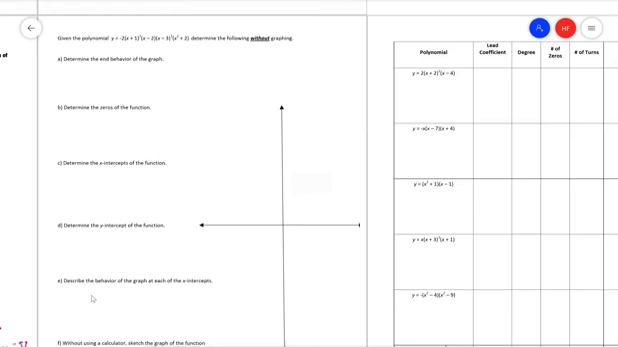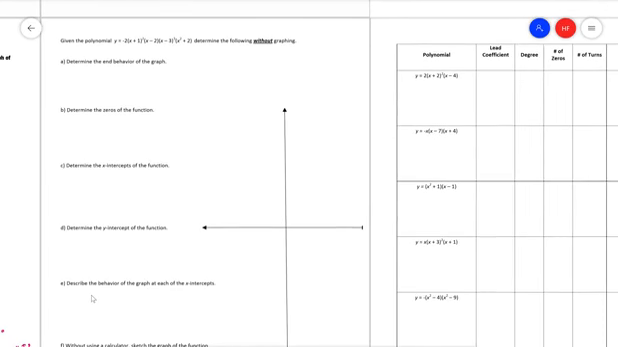So we're going to work on this one, and then we will sketch it without actually graphing it. So we're given the polynomial y equals negative 2 times x plus 1 squared times x minus 2 times x minus 3 cubed times x squared plus 2. So determine the end behavior of the graph. For the end behavior, we need the degree and the lead coefficient.